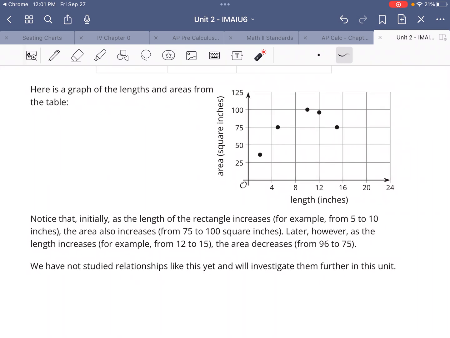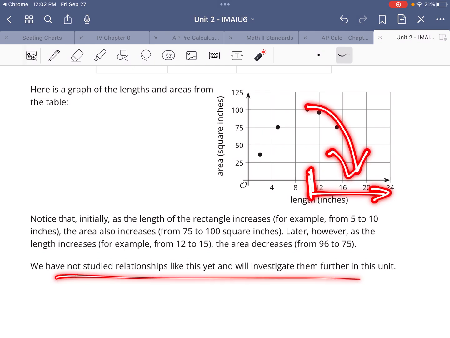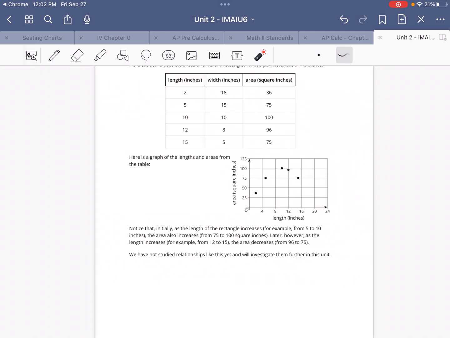Now this looks different than what we've seen before. What we've seen before is linear equations, and actually we've even seen exponential equations, but this one does something different. It's not exponential, and it's not linear. Notice that initially, as the length of the rectangle increases, the area also increases. However, we hit a point right here where, as the length keeps getting bigger, our areas start to get smaller again. We haven't studied relationships like this yet, and we will investigate them further in this unit.